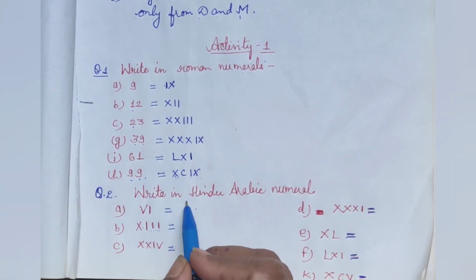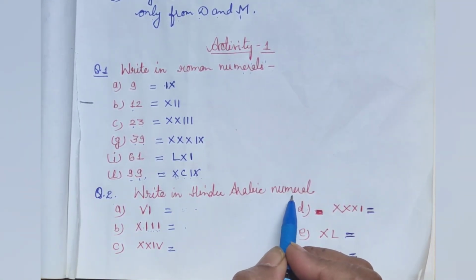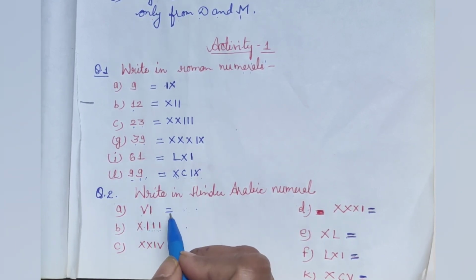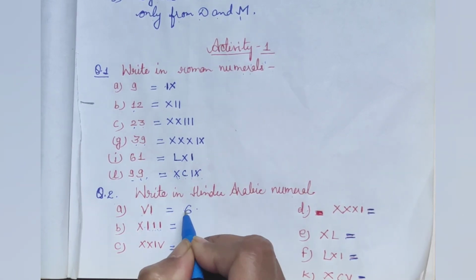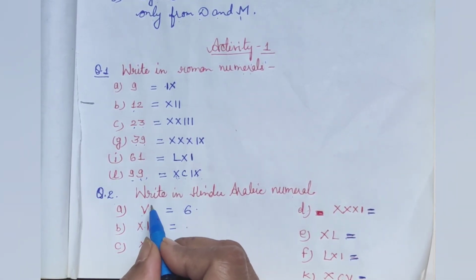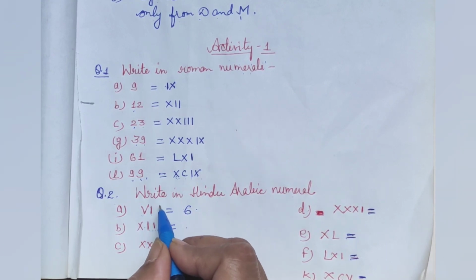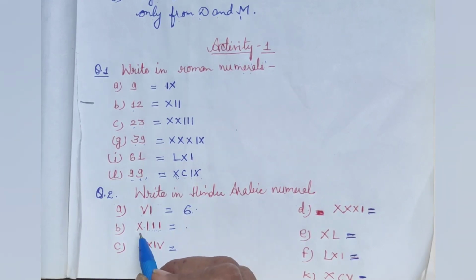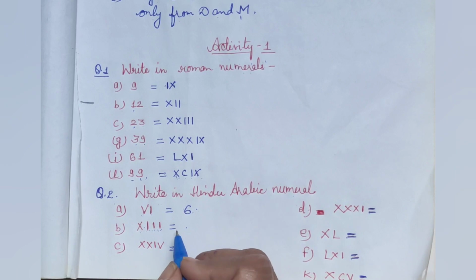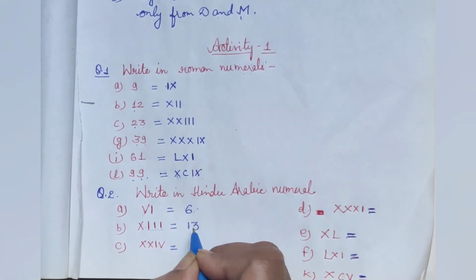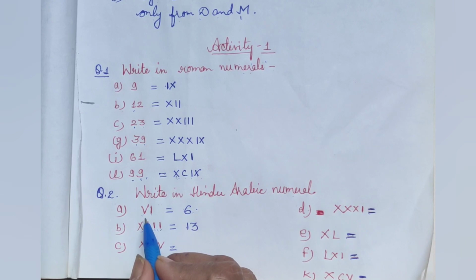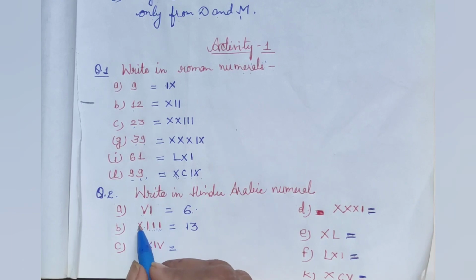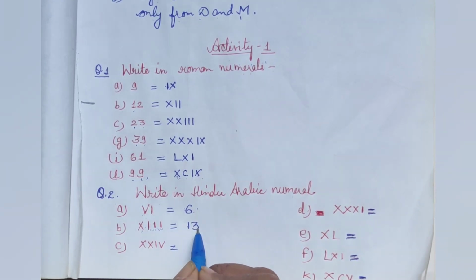Question number 2. Write in Hindu-Arabic numeral. VI is written as 6. As we know, V is equal to 5, I is equal to 1. So 5 plus 1 is equal to 6. XIII is equal to 13. As we know, X is equal to 10. I repeats 3 times, so its value is 3. 10 plus 3, that is equal to 13.